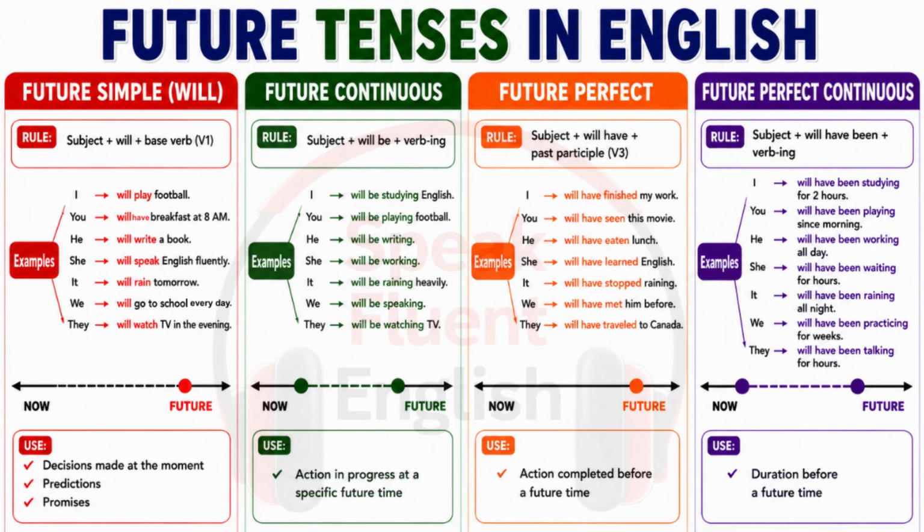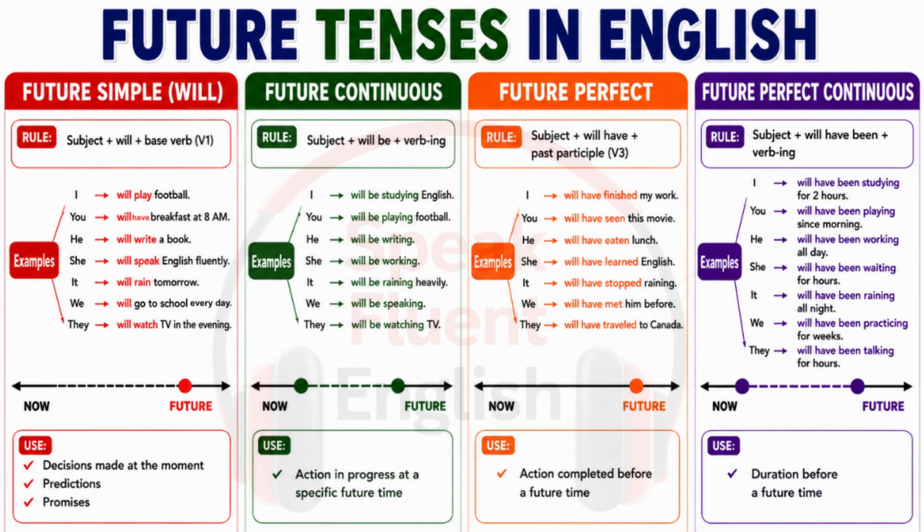You will be playing football. He will be writing. She will be working. It will be raining heavily. We will be speaking. They will be watching TV. This tense shows an action that will be happening at a future time.